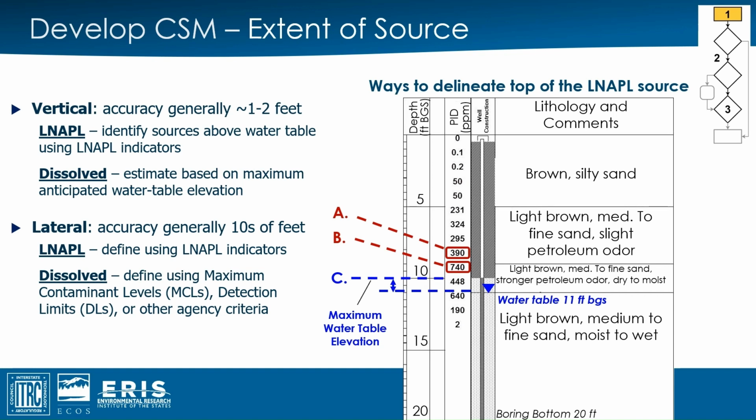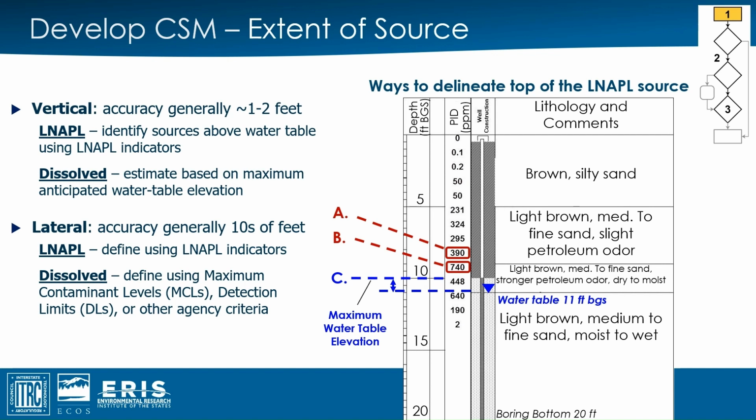table elevation. Estimating the top of the maximum anticipated water table elevation may require some professional judgment, such as adding a few feet to account for uncertainty if limited site data are available or the water table was recorded during a dry period with little precipitation. The LNAPL indicator criteria are also used for defining the lateral extent of an LNAPL source in soil or groundwater.